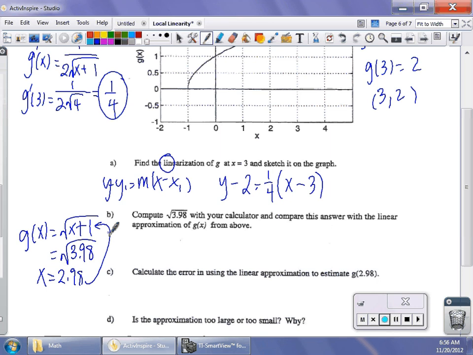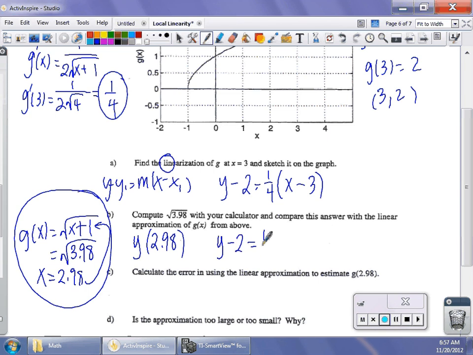Compute the square root of 3.98 with your calculator and compare this with the linear approximation of g of x from above. And then they want us to calculate the error in the linear approximation. So in other words, we're going to find y of 2.98. Again, I don't know why they're trying to make it confusing, but you can see why we're using 2.98. So I'm going to substitute 2.98 in place of x. Y minus 2 is equal to 1/4 of 2.98 minus 3.